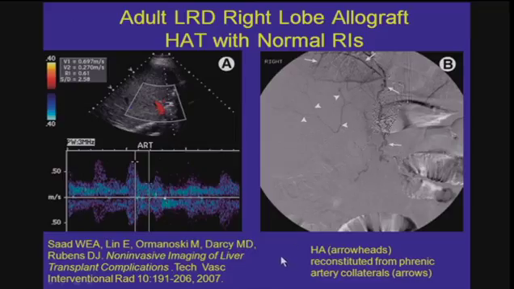This patient is a living-related donor who had a right lobe allograft, and he had hepatic artery thrombosis, but you can see here the resistive indices actually were normal. Resistive index here, 0.61, but because of his abnormal liver functions, he did go on to the angiogram, which shows basically these very small collaterals that are filling the hepatic artery.